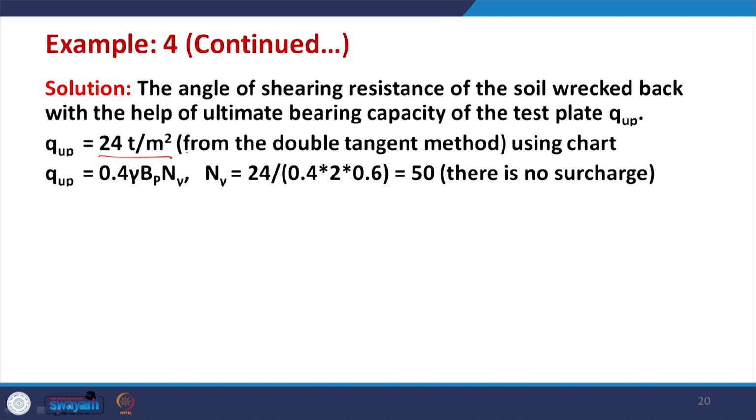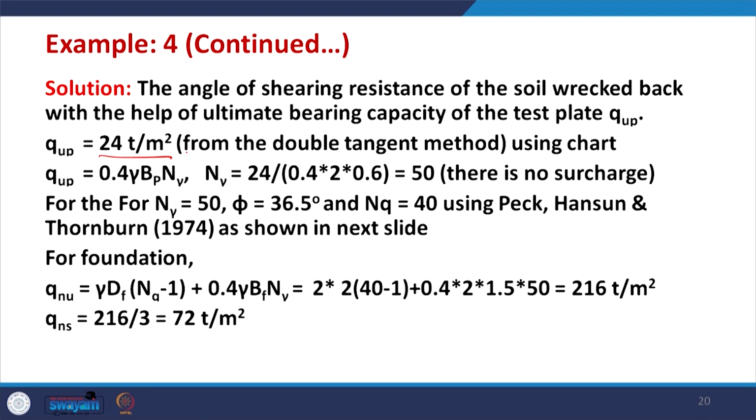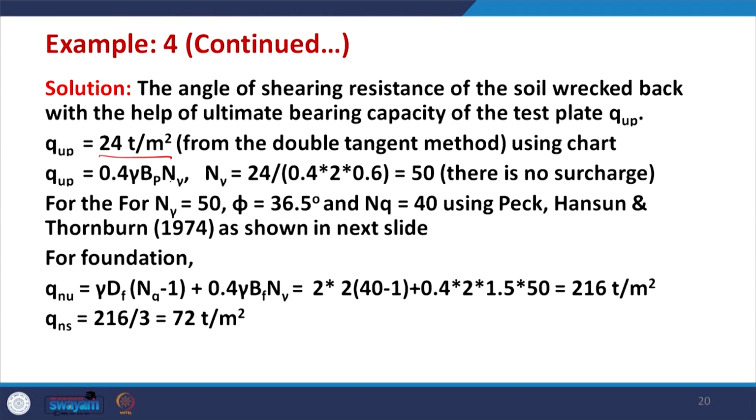This QUP is the ultimate bearing capacity for the plate, not for the footing, and we need to find the ultimate bearing capacity for the footing. For the plate, there was no surcharge, the value of C equals 0, and the plate is a square plate. As a result, the ultimate bearing capacity is given by 0.4 gamma BP N gamma. Here 2 terms are absent. One is absent because C equals 0, and the second term is absent because Q, which is surcharge, is 0. There is no surcharge.